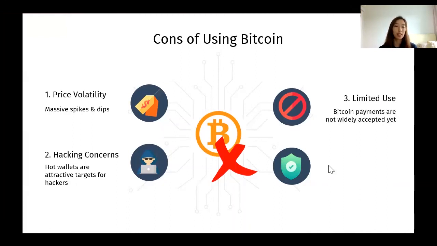And next, limited use. So currently not many companies are accepting Bitcoin payments. And lastly, it's not protected by the SIPC, which stands for Securities Investor Protection Corporation. Basically, they insure investors up to $500,000 if a brokerage fails or if funds are stolen. But this insurance doesn't cover cryptocurrency.